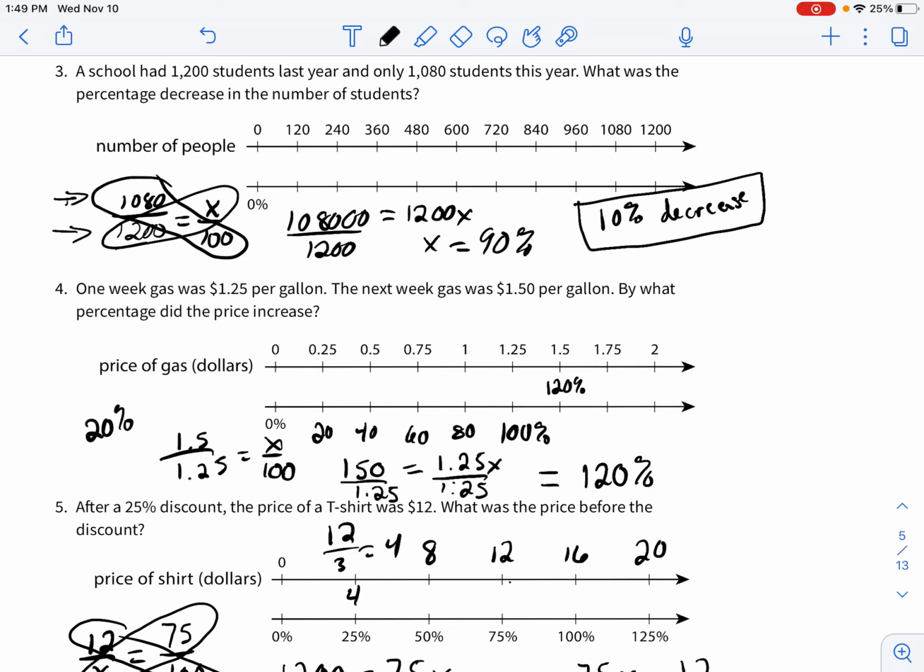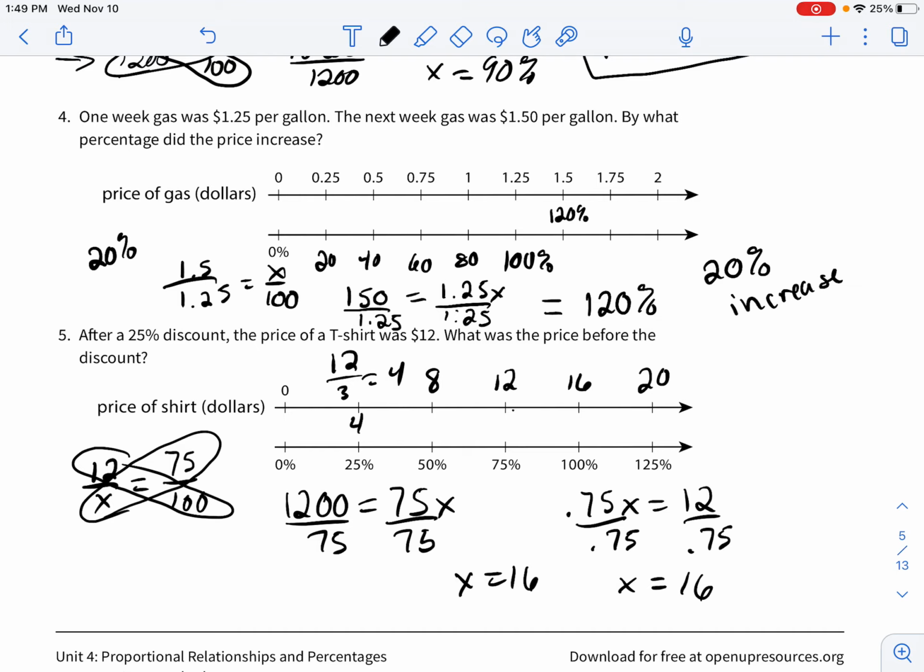Okay, next one. It says after a 25% discount, the price of a t-shirt was $12. What was the price before the discount? The t-shirt is $12 after the 25% discount, so that 12 represents our 75% here. We can set this up with cross product. 12 is our part because that's the 75%, over x, since we're trying to find the actual amount. When you do the cross product, you get 16.